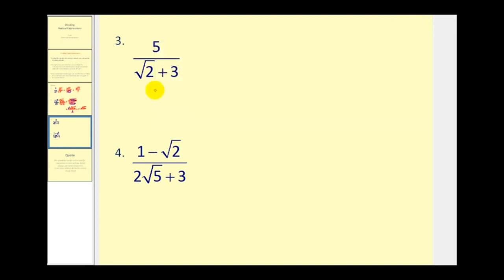Now let's take a look at the type where we have a sum or difference in the denominator. And the procedure to eliminate the square root in the denominator is going to be to multiply by the conjugate. Remember, the conjugate would be square root 2 minus 3, and of course we must do the same to the numerator.